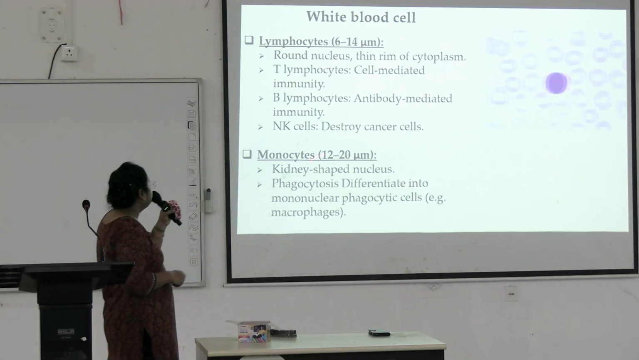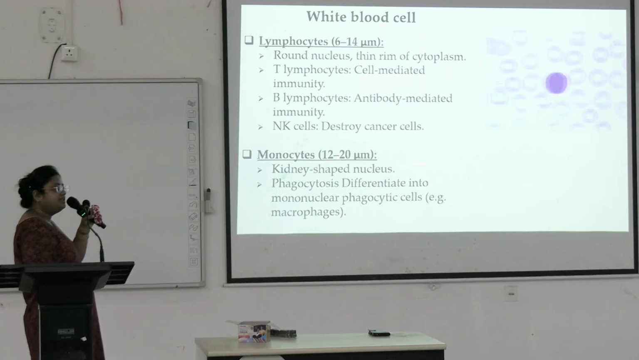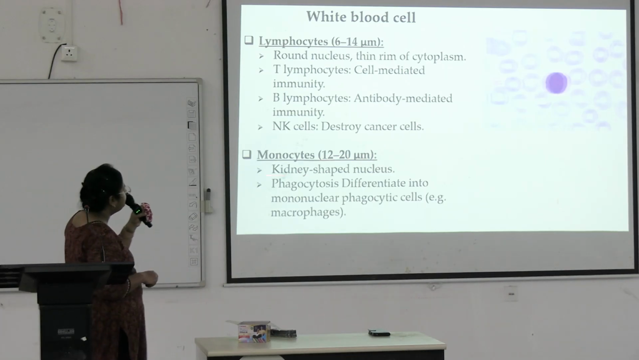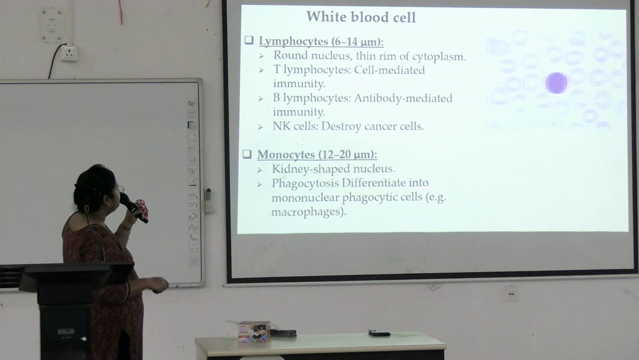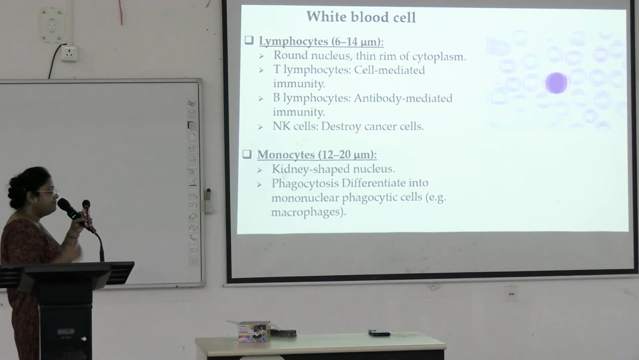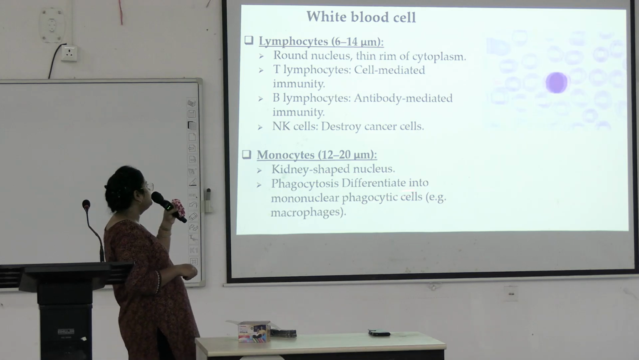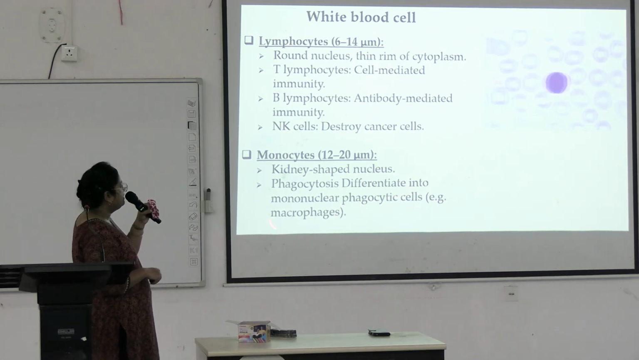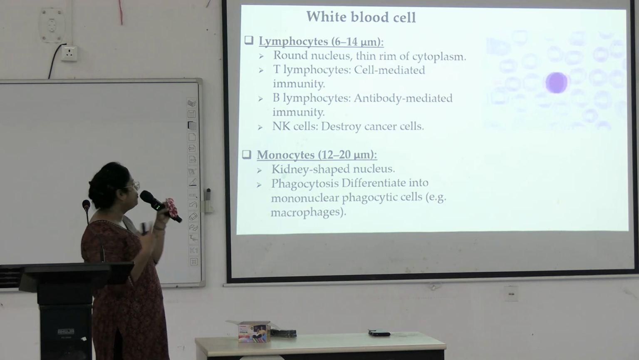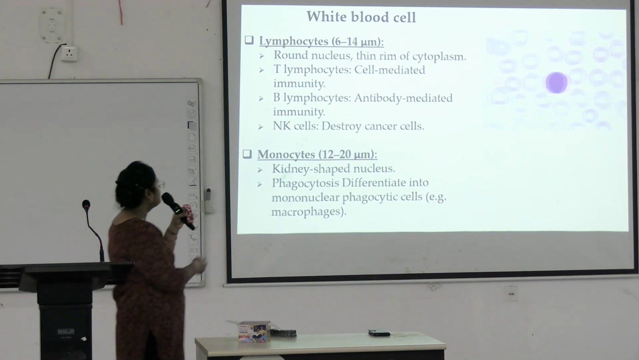Okay. Next is monocytes. Monocytes are 12 to 20 micron in diameter. They have a kidney-shaped nucleus and phagocytosis occurs, and after that they differentiate into mononuclear phagocytic cells like macrophages. Okay, so monocytes transform into macrophages.